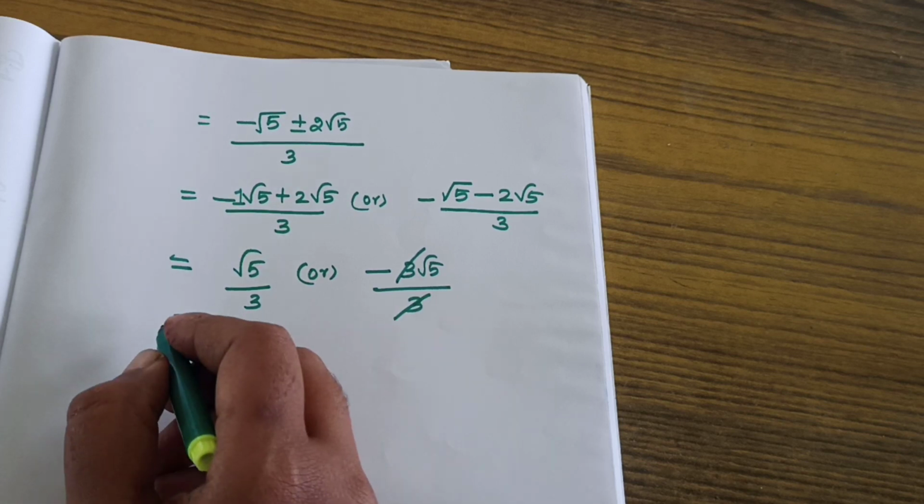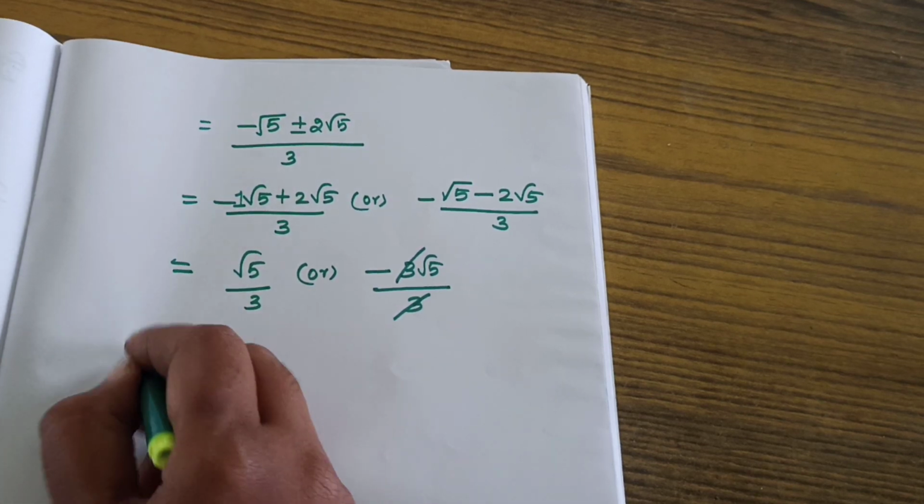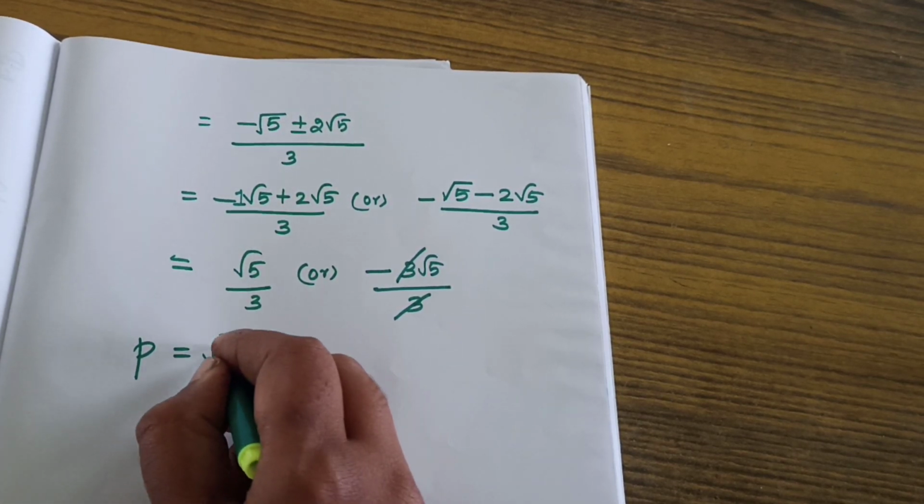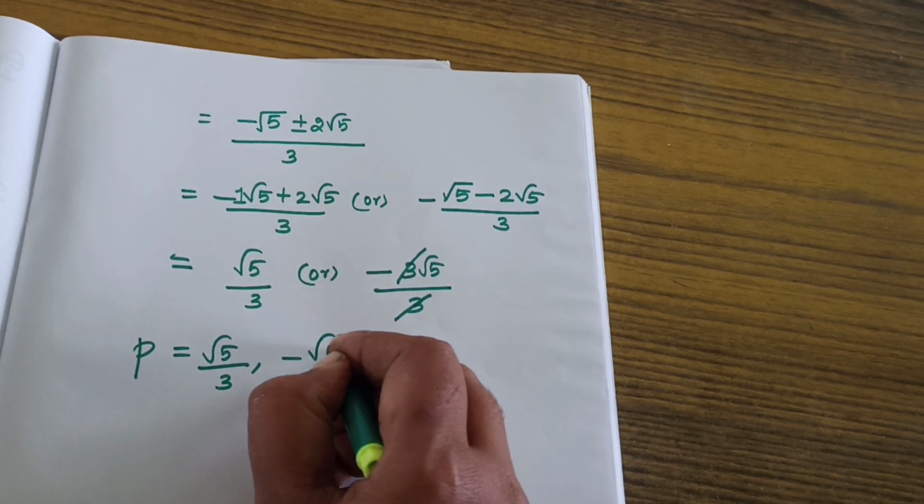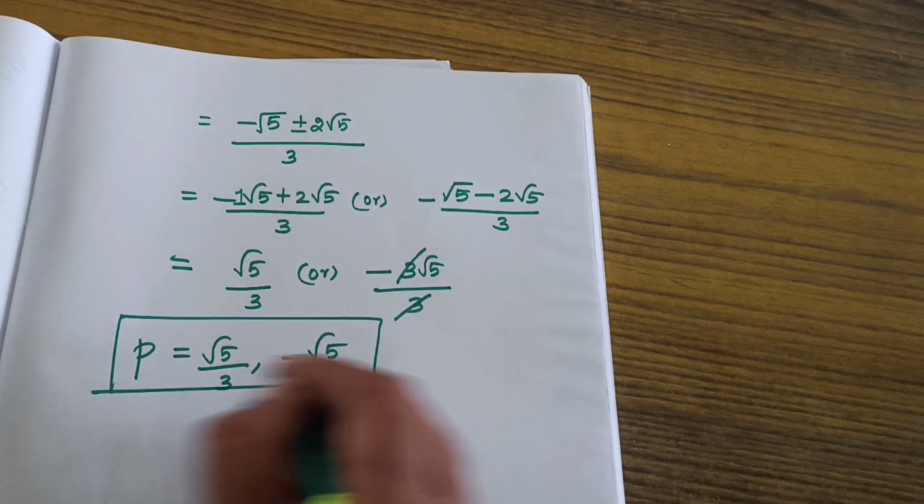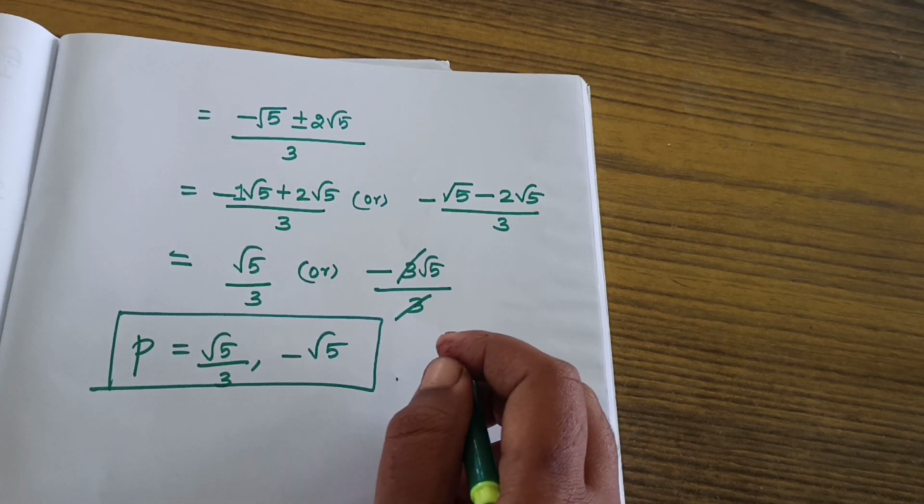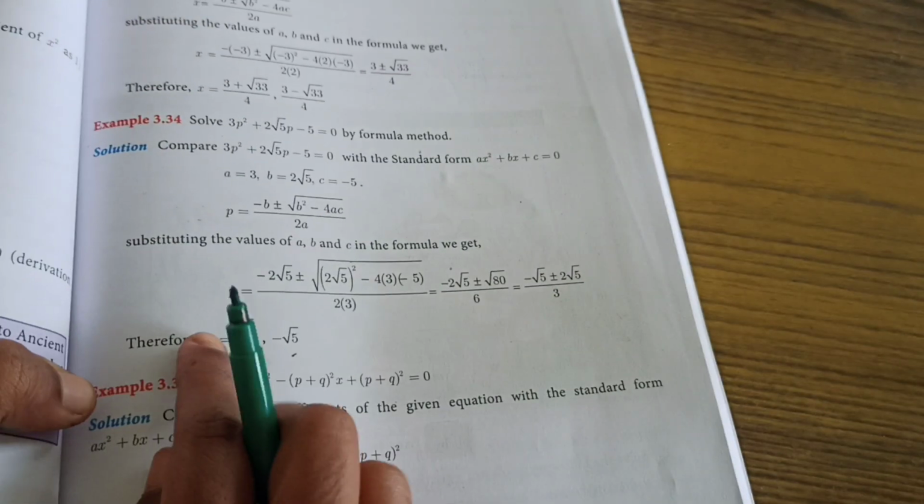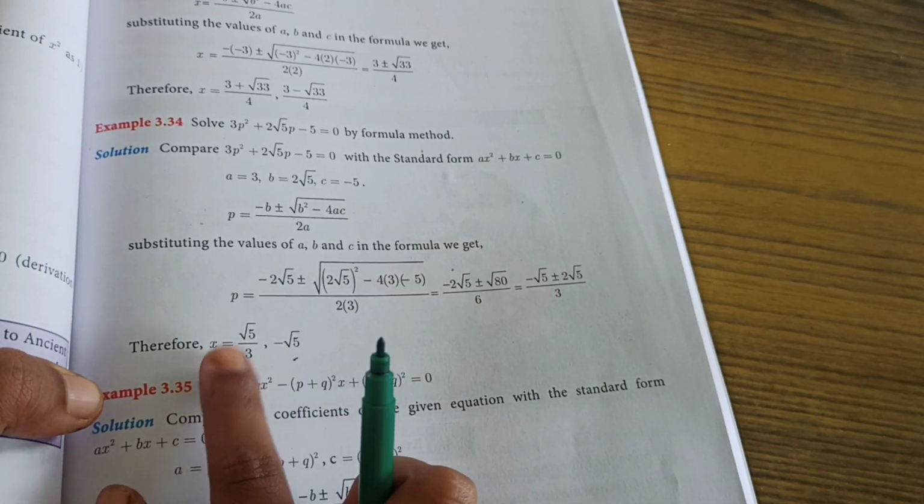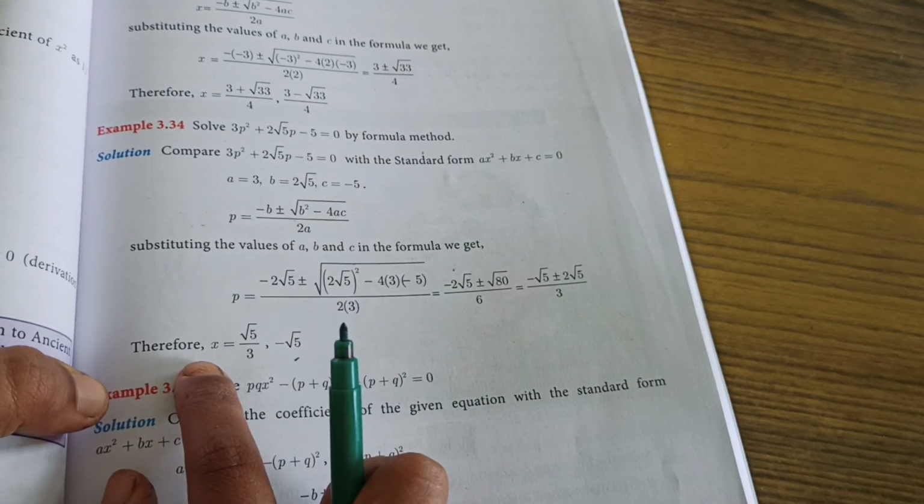Since the variable is p, no? So p is equal to root 5 by 3 comma root 5. This is the final answer. But in the textbook, see the textbook here, they give the x value. It is not x, but you need to put it as p only.